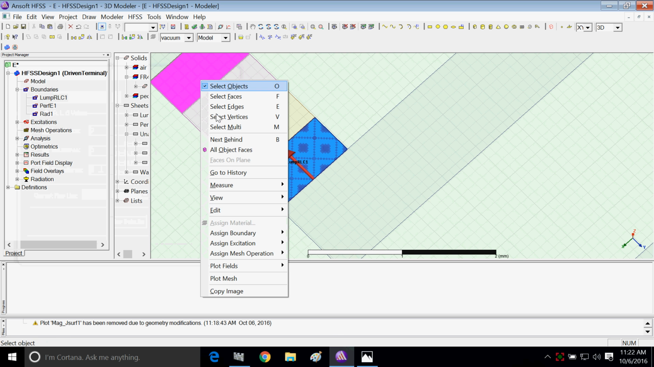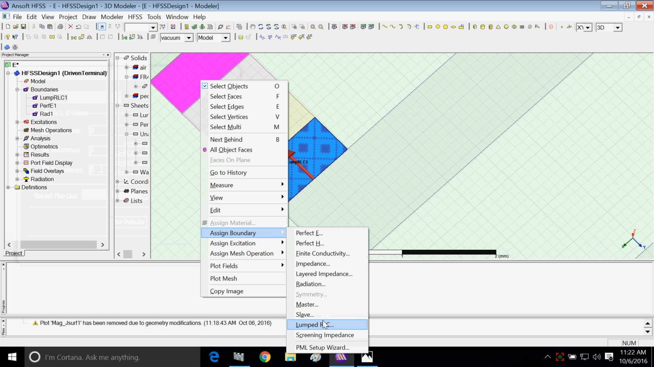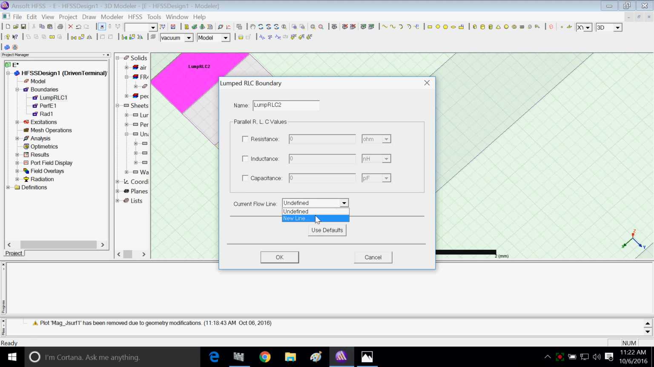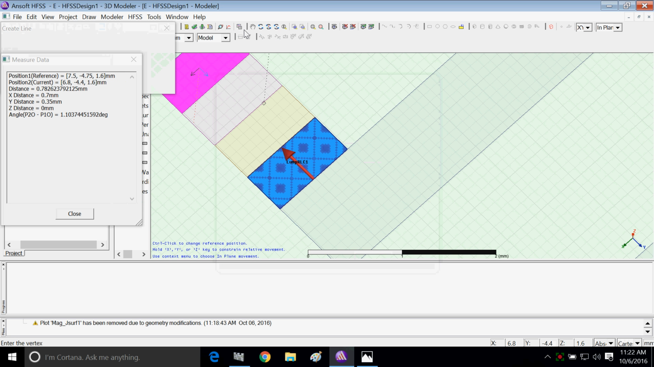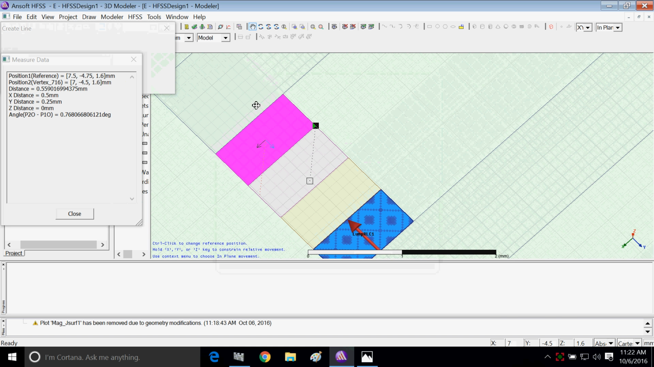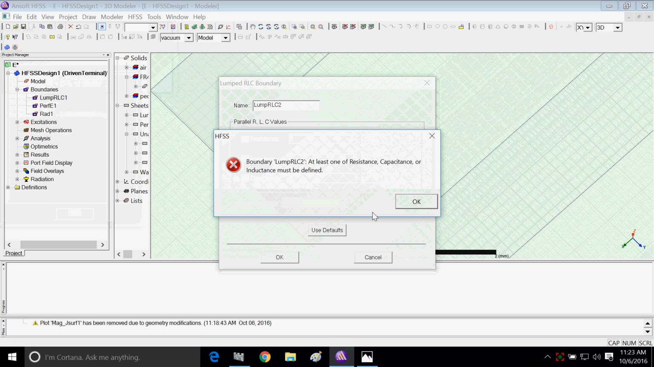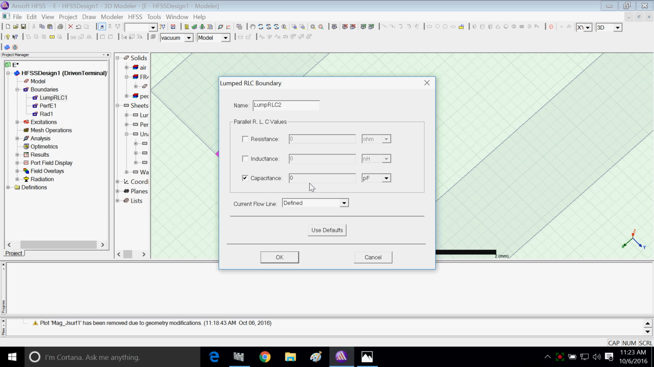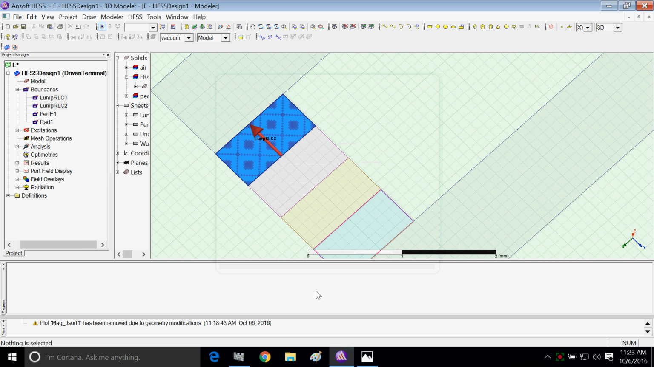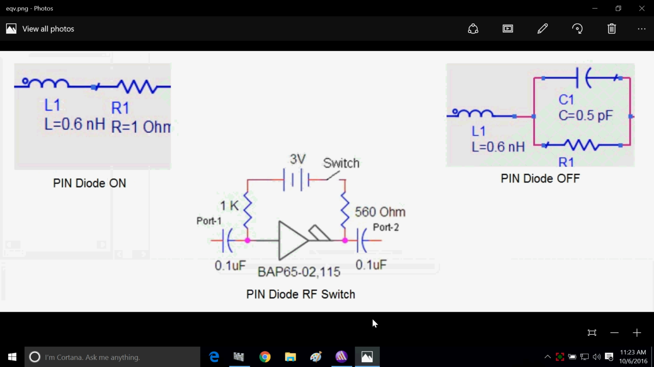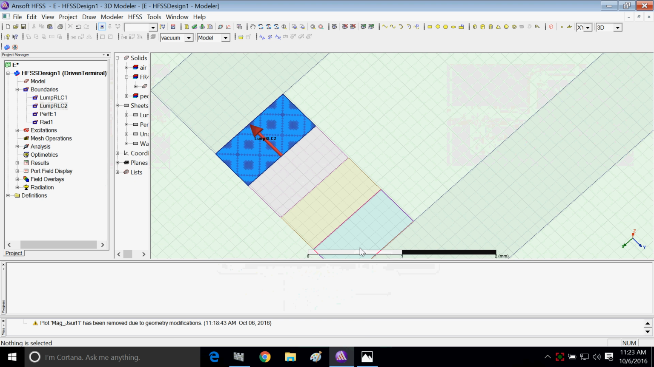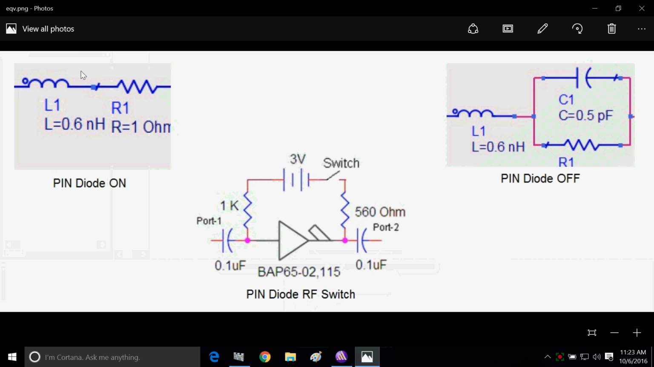Similarly here I will assign boundary lumped RLC, new line. Okay, values I have not given. Okay, so now these two capacitors I have modeled. Now consider initially my PIN diode is on. In case of on, it should behave like an inductor and resistor.